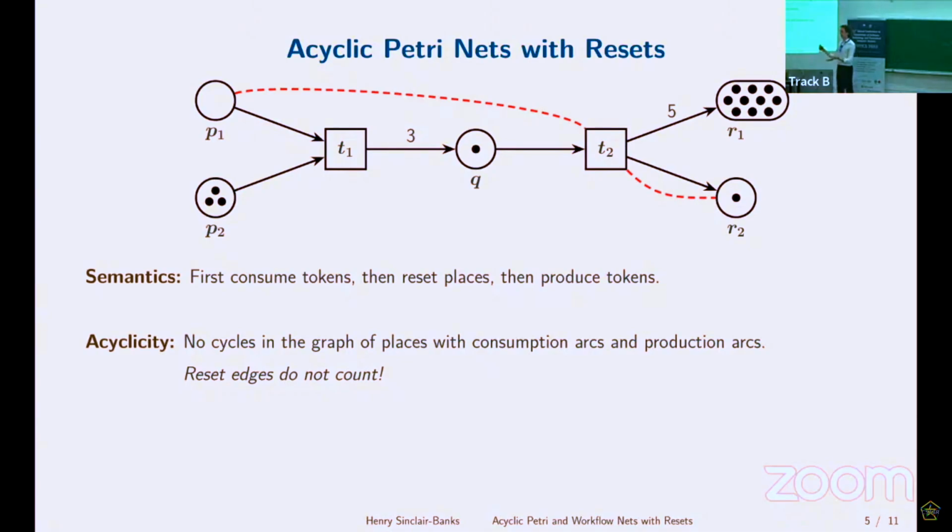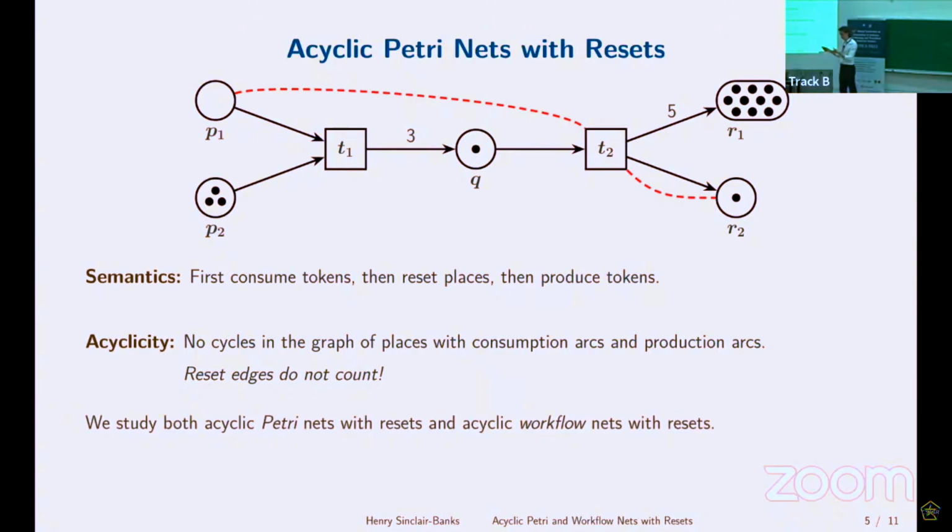In a sense, it's hard to say which direction they follow. We'll call the productions arcs and the consumptions arcs, but we'll call the resets edges. There's no directionality. It does look like you have a cycle P1, T1, Q, T2 back to P1, but this uses a reset edge, which doesn't count. So this example the whole time, surprisingly, has been an acyclic Petri net with resets.